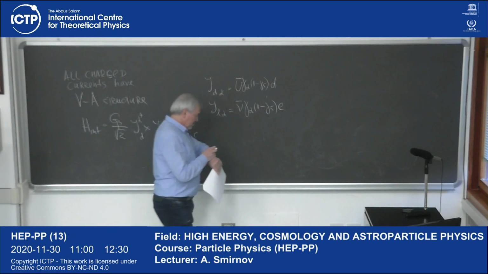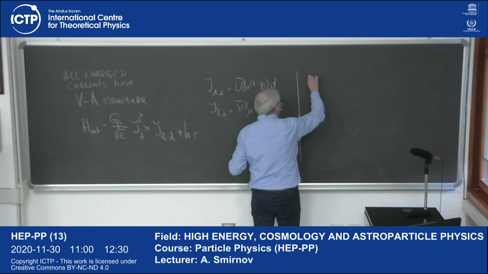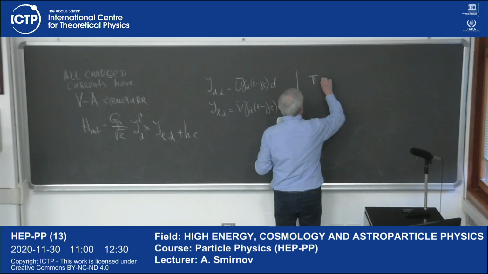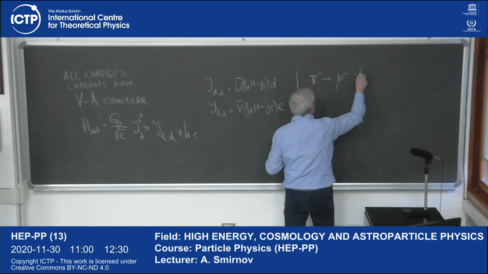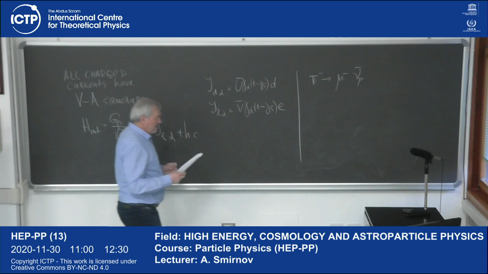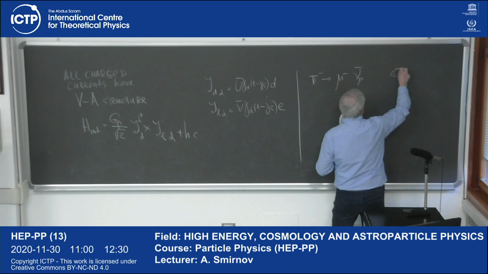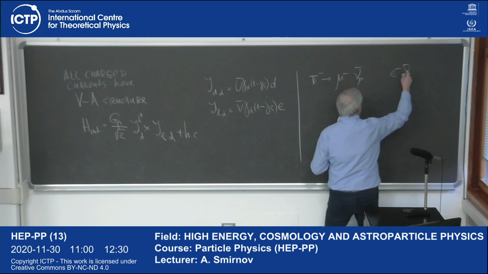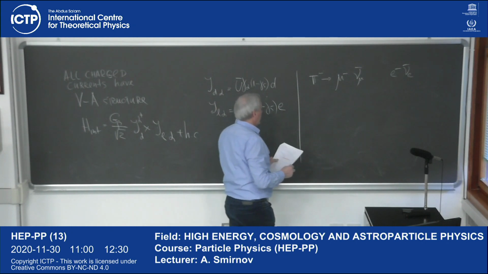Now let us consider pion decay, and I will stop at this point. Pion decay was described as a transition of pion to mu minus, and if it is minus, to mu antineutrino. So this is the main mode of the decay, and also there was a decay into electron and electron antineutrino, but that was a mode of the decay suppressed by 5 orders of magnitude.